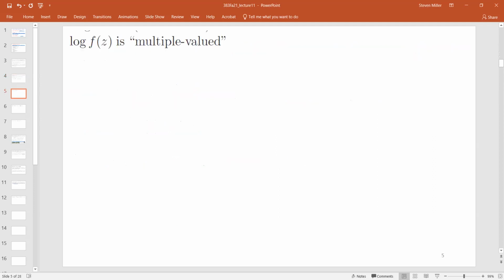All right. So let's talk a little bit about the logarithm. Yes. Meromorphic functions can only have finitely many? Correct. You can only have finitely many poles.